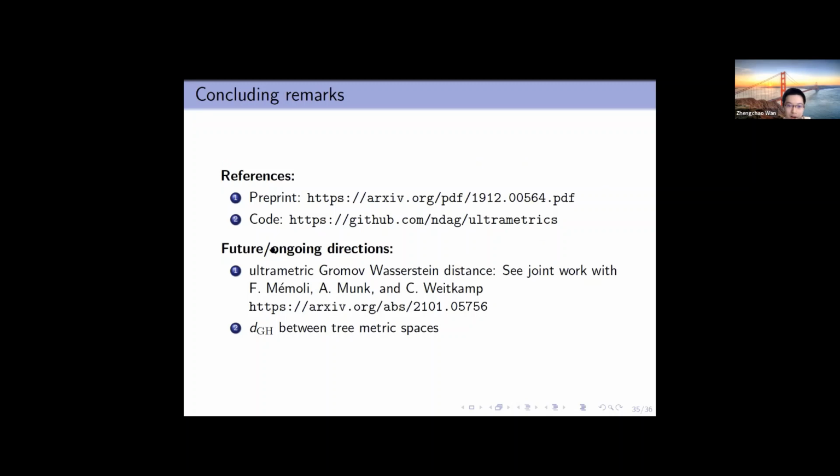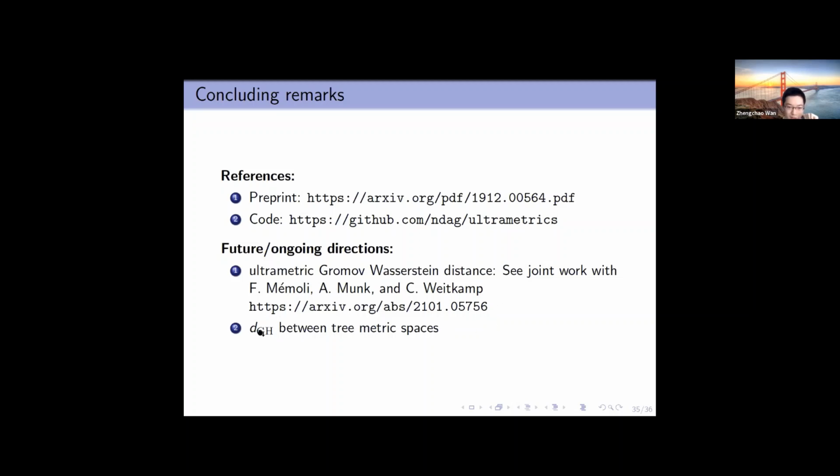The references of my talk can be found here, and I want to also mention two future or ongoing directions. So this UGH distance is the ultrametric version of the Gromov-Hausdorff distance, and so it's natural to consider what is the ultrametric version of Gromov-Hausdorff distance. And you can see the ongoing work with Facundo, Axel, and Christoph. We posted something recently on arXiv about this direction.